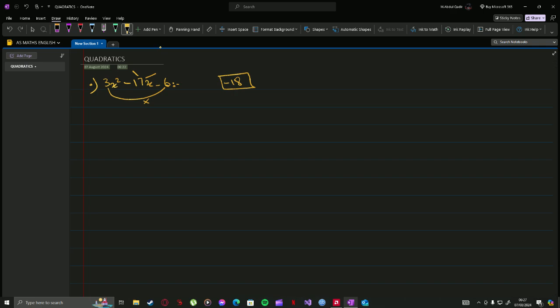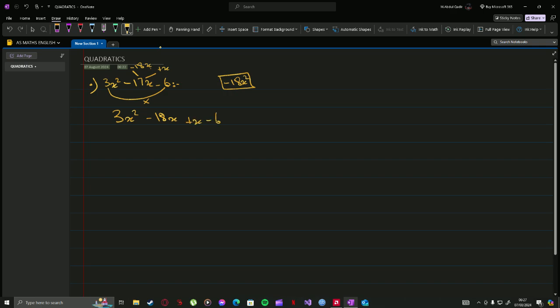All right, so if I break it into minus 18x and 1 remains, so plus x, so we get minus 17. If we add these, we get minus 17, and if we multiply these, we get minus 18x square. So let's start. 3x square minus 18x plus x minus 6.